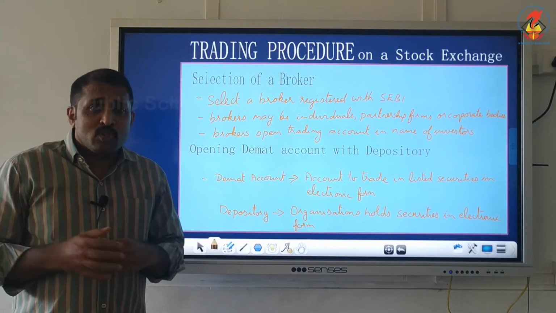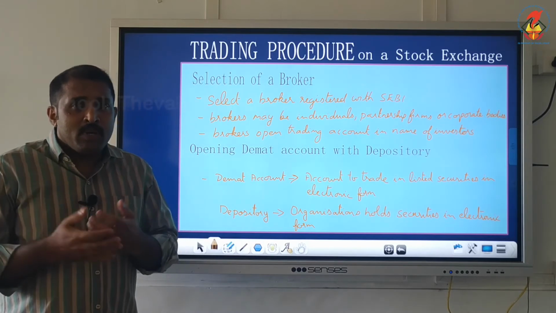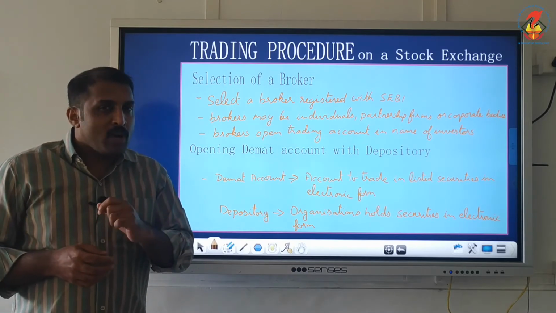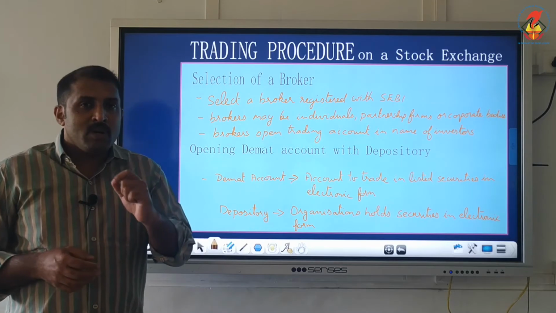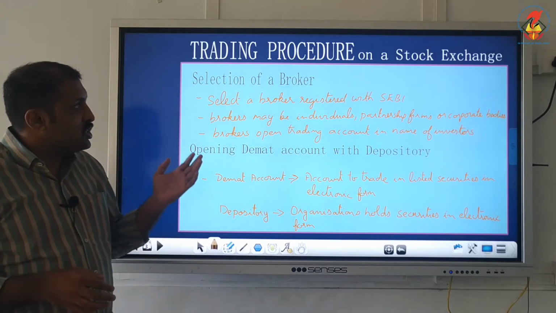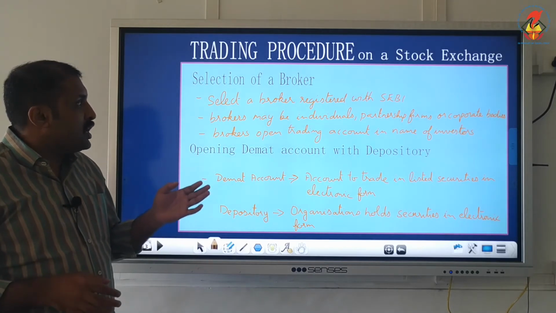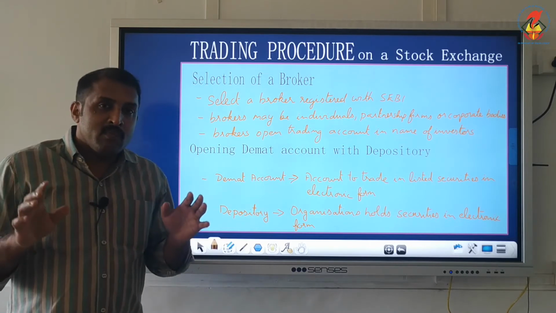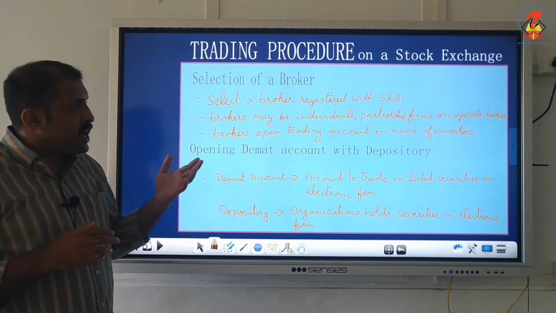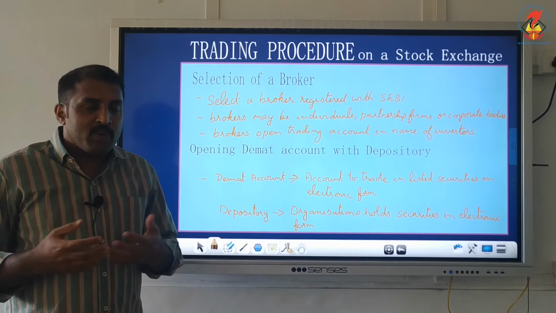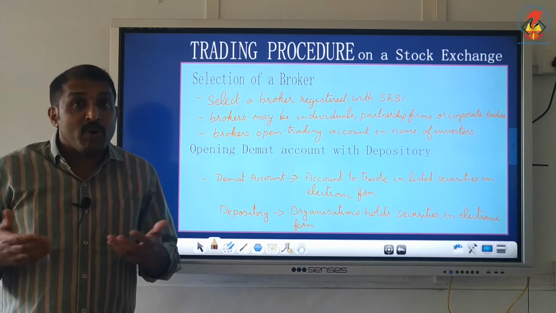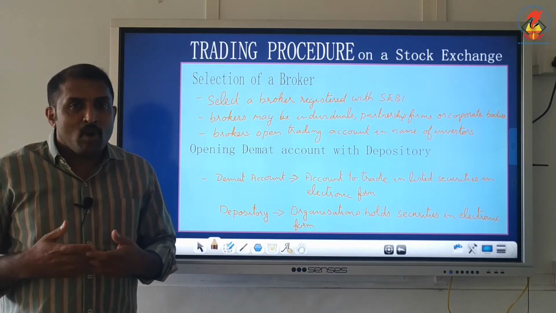The first and foremost step in the procedure of trading is selecting a broker. A broker has to be selected because everyone is not allowed to do transactions in a stock exchange. A broker who is registered with the Securities Exchange Board of India must be selected by an investor if he wants to enter into a transaction in a stock exchange. And brokers can be individuals, partnership firms, or corporate bodies. It need not be a single person alone.